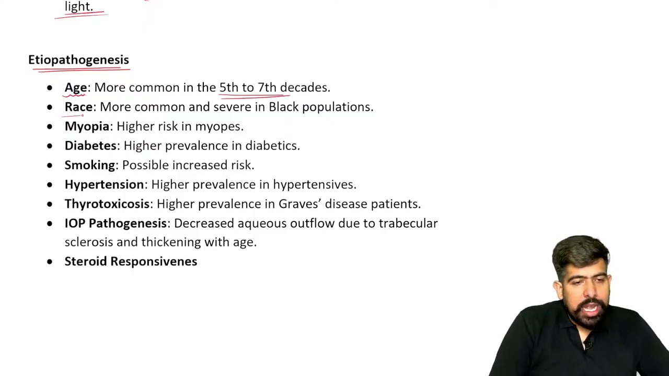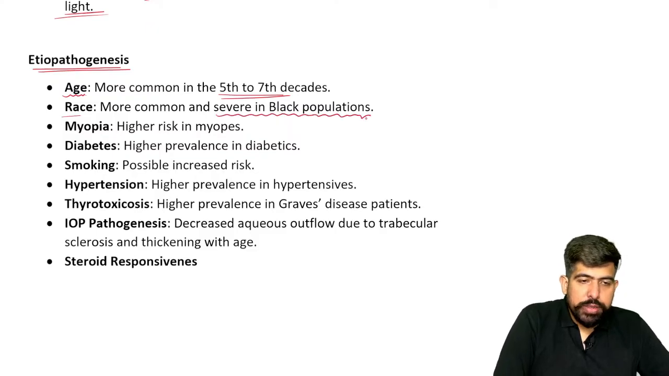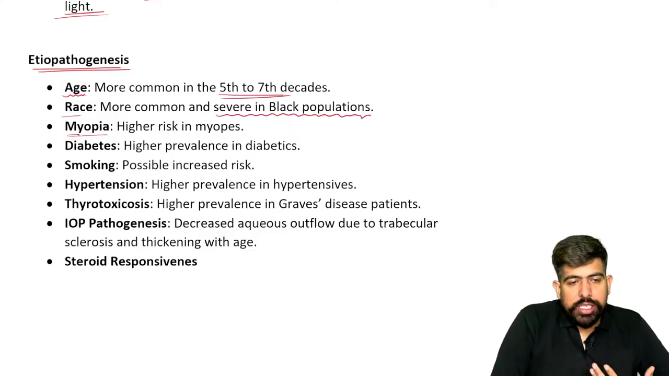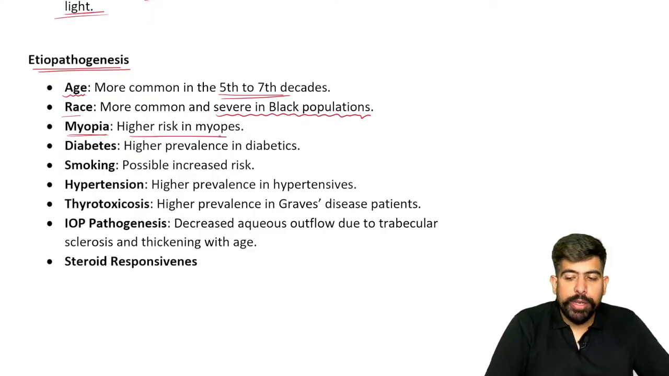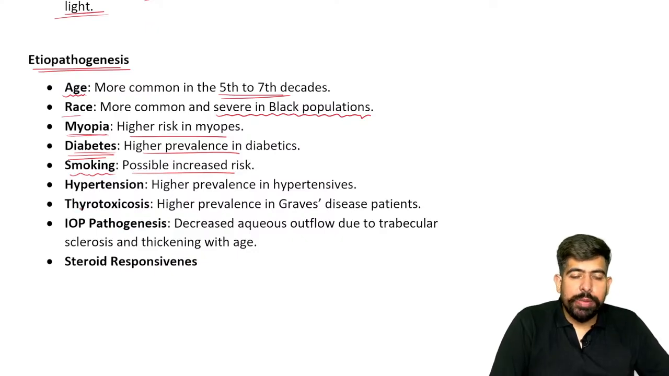What races have this? It is more commonly severe in the black populations. Also, the risk factors. High risk patients include myopia patients, so high myopic patients are at more risk. Also, diabetes has a higher prevalence in open angle glaucoma. Smoking possibly increases the risk factor.